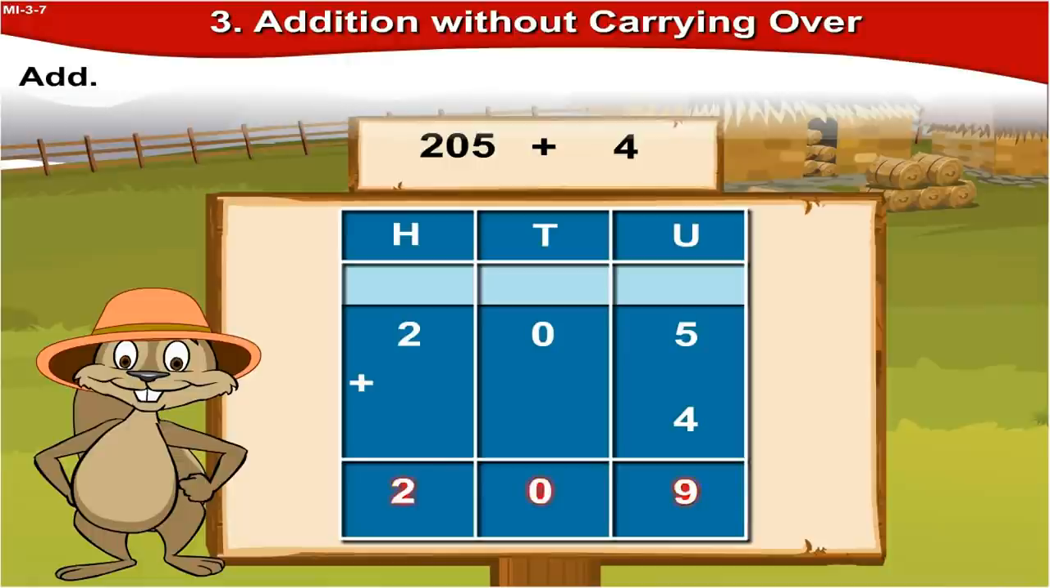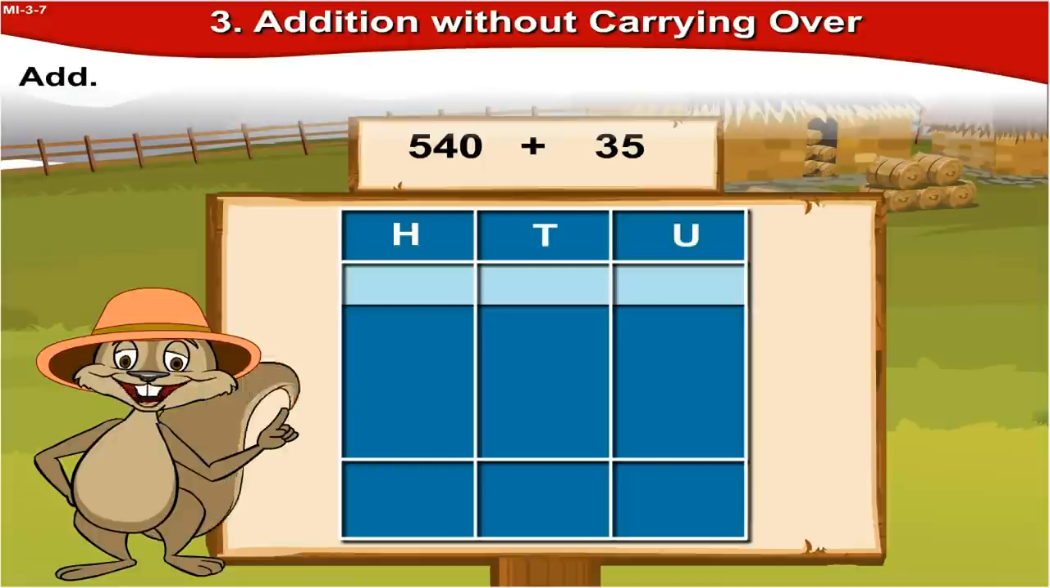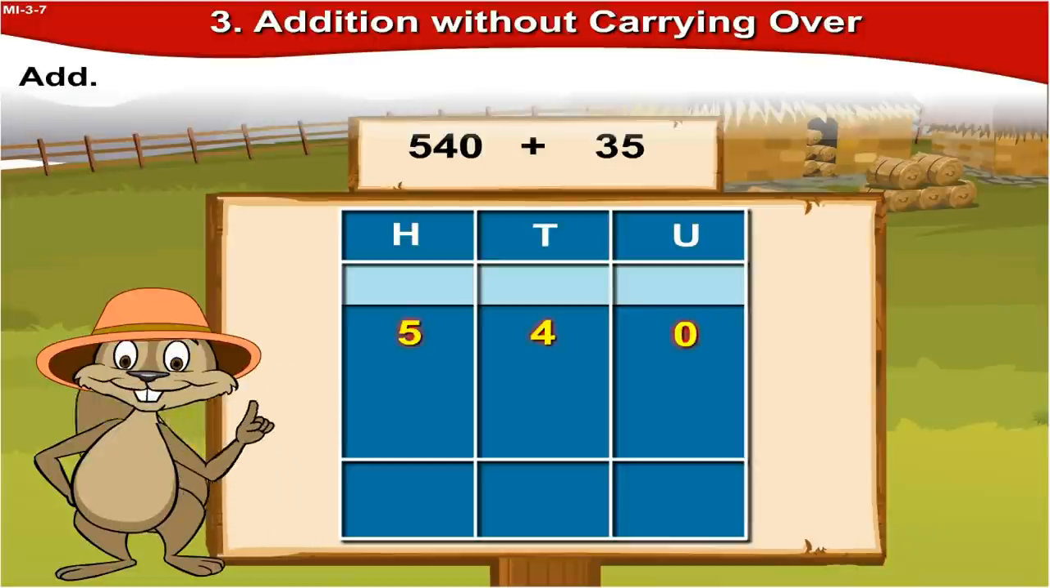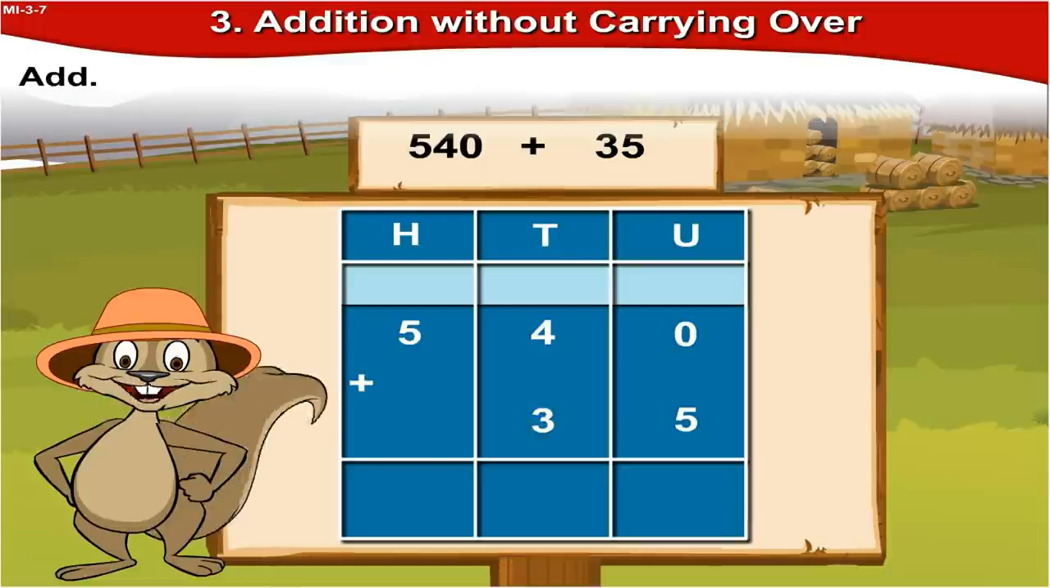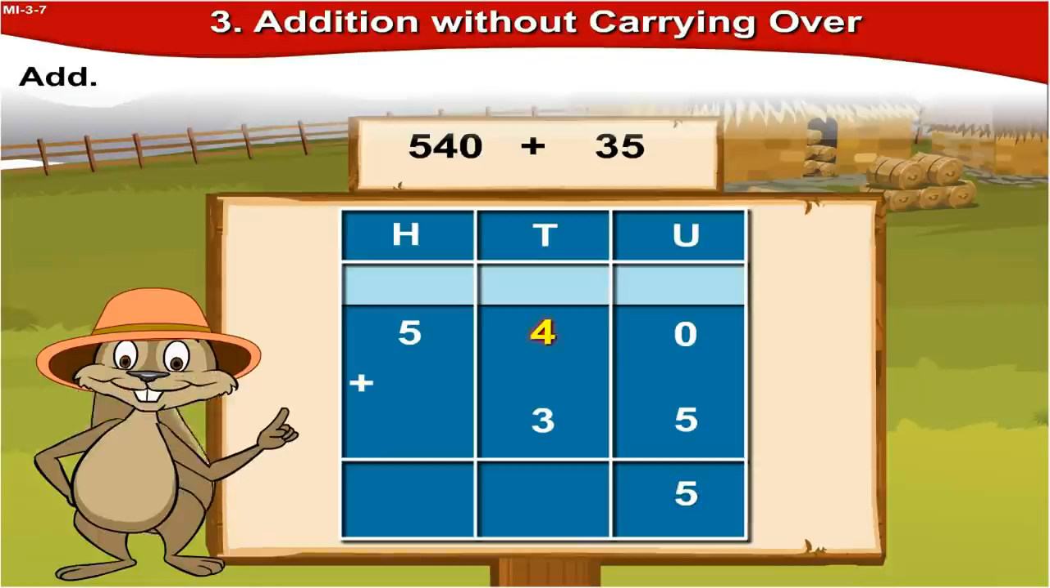Now the next sum. 540 plus 35. First we'll write HTU. Now 540 is 500, 4 tens, 0 units, plus 35 is 3 tens, 5 units. In the units column, 0 units plus 5 units is 5 units. In the tens column, 4 tens plus 3 tens is 7 tens. Under the hundreds column, we have 500. So the answer is 500, 7 tens, 5 units, which means 575.